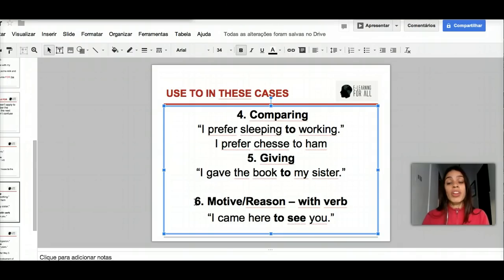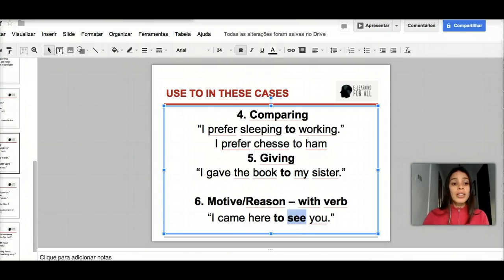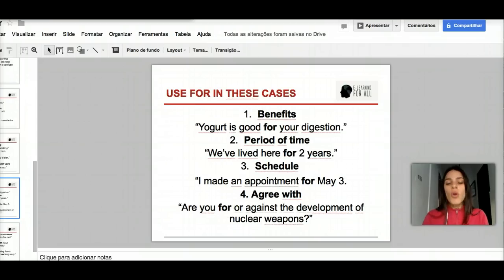Number 6, motive or reason with a verb. Remember that, okay? I came here to see you. The reason why I came here is to see you. It's my motive, it's my reason, okay? To see you. Perfect. Okay, moving on to the next slide, we're going to see when we use for.